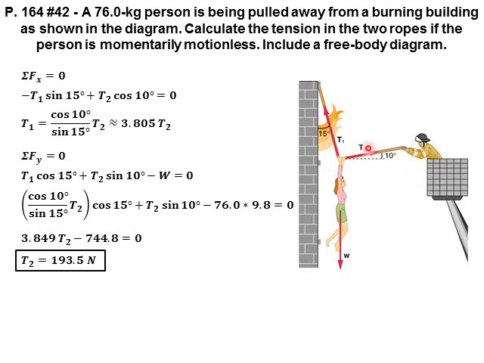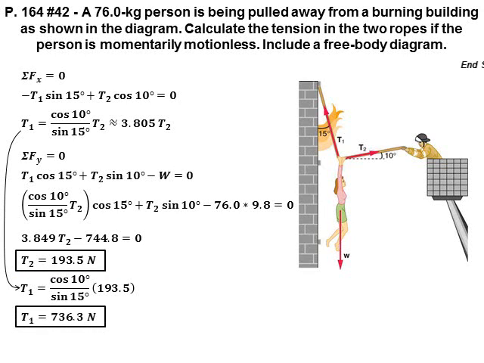So the tension of this one being held by the fireman is going to be 193.5 newtons. Now we take that, plug that back into tension 1's equation, and we get that tension 1 is going to be equal to 736.3 newtons.